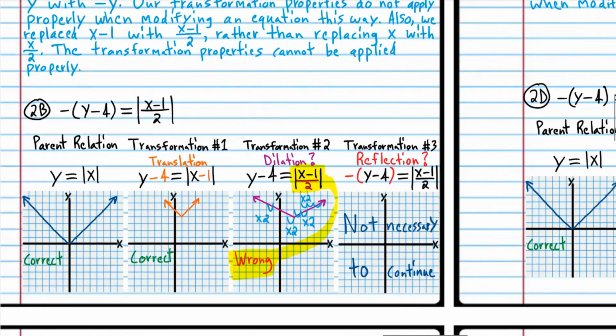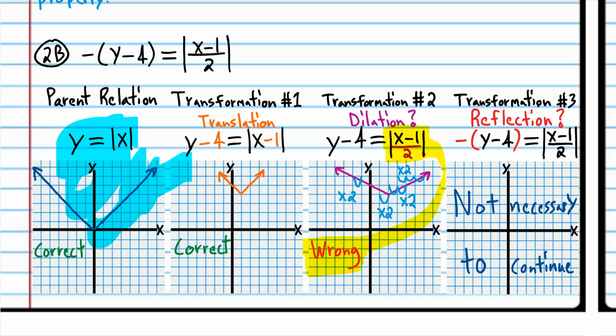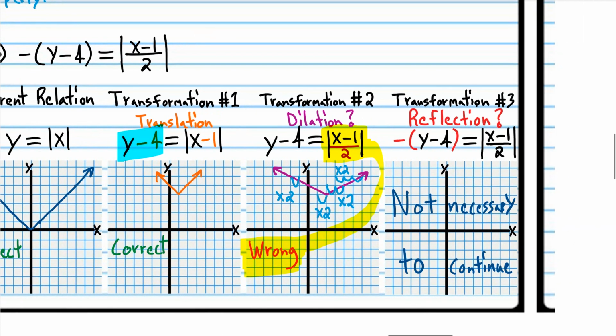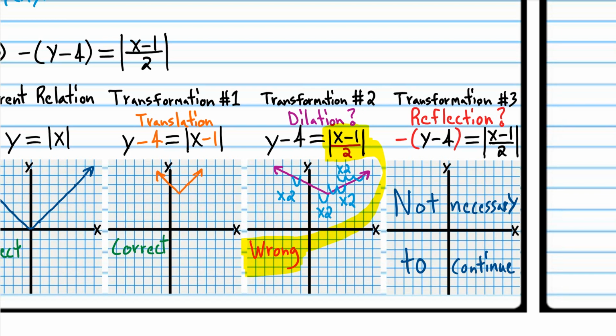You see, here's another example. We're going to graph this complicated equation. And we start with the parent graph. Then we replace y with y minus 4 and x with x minus 1. So everything's fine so far. We're going to move the graph up 4 units and to the right 1 unit. But then we're going to divide x minus 1 by 2. Well, that's where the problem is.